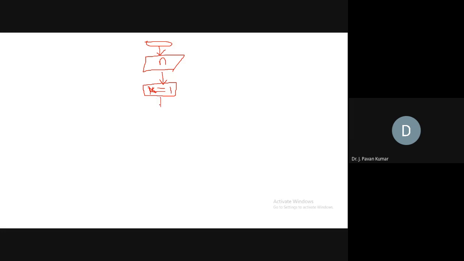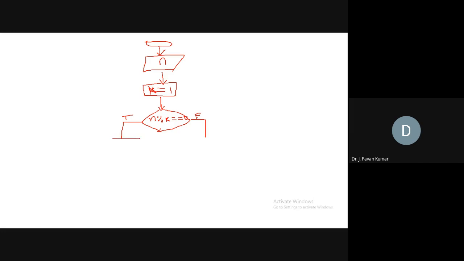Then after this, we have to check whether n is divisible by k or not. If n mod k is equal to 0 or not, this is the condition. So a condition we will represent by using a diamond. Next, if it is true, this is the way. If it is false, then this is the way. So true here, false here.